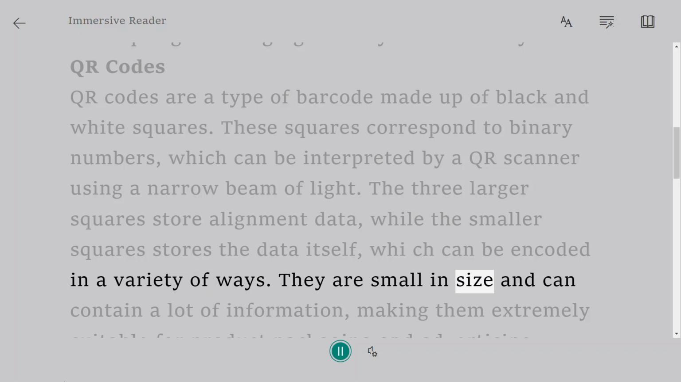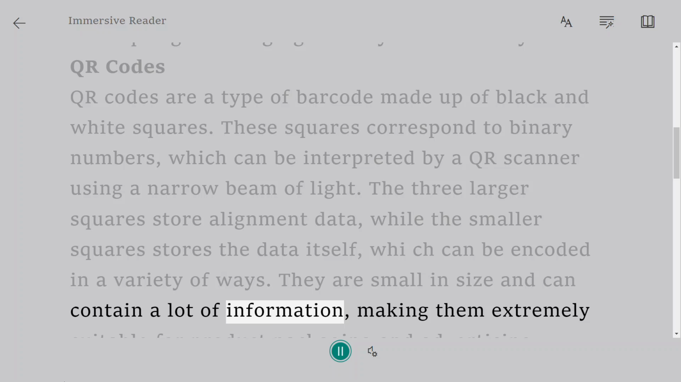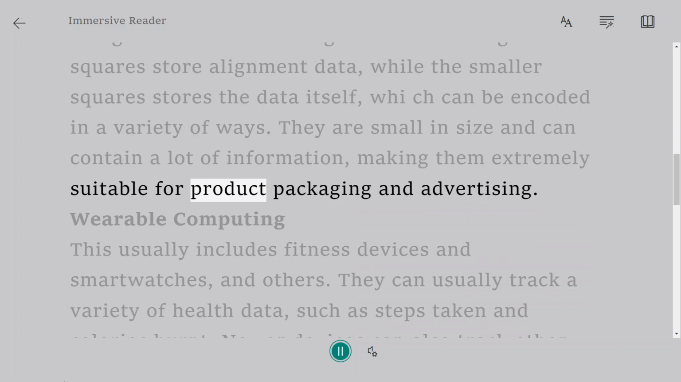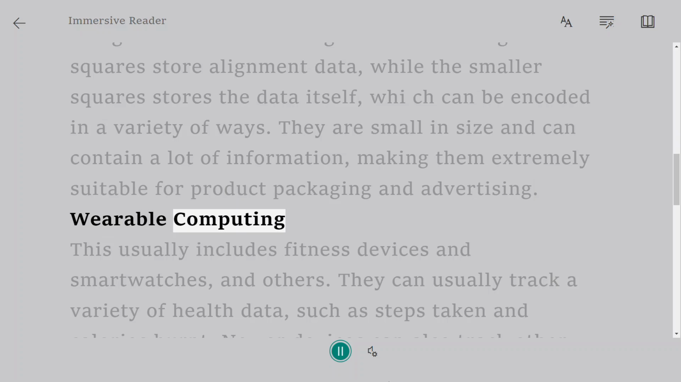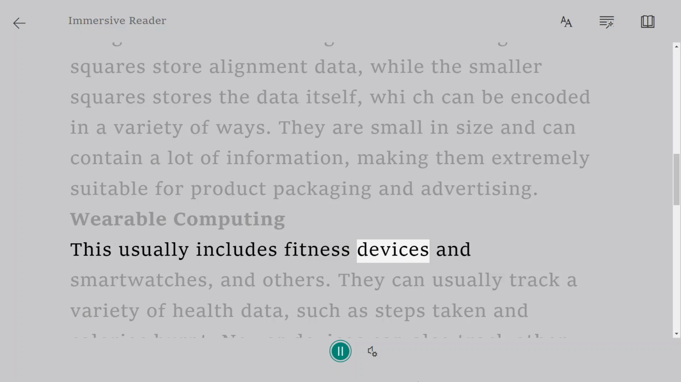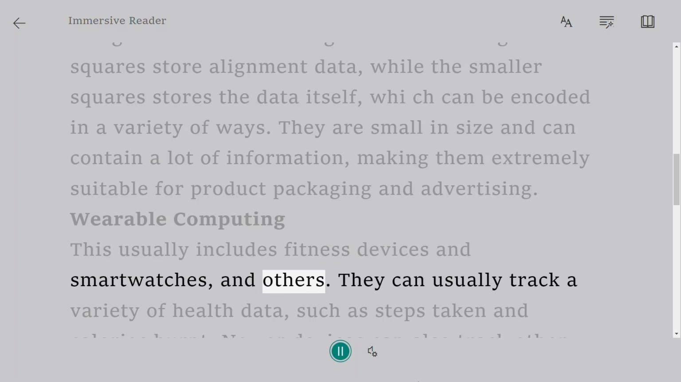They are small in size and can contain a lot of information, making them extremely suitable for product packaging and advertising. Wearable computing. This usually includes fitness devices and smartwatches and others.